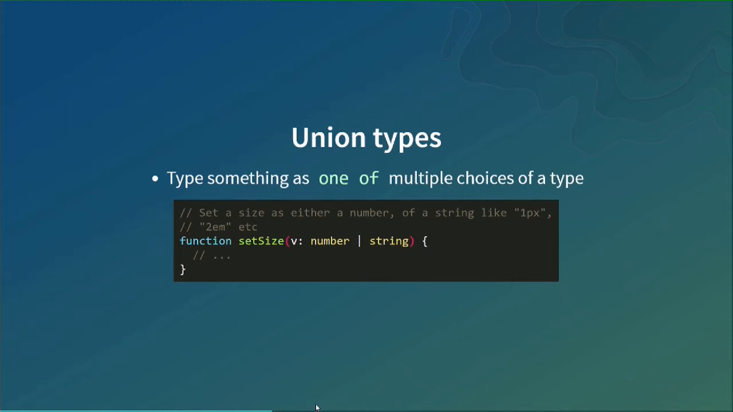So the idea behind union types is that it's not a single type, but it can be either one of a number of types. So here in this function, this is something that we have in the API as well, where you can set a size. You can either set a size as a number, which is interpreted as points, or you can specify a string, which is more like a CSS string, like 1 pixel. So this union type, which you indicate by a vertical bar, indicates that this value, in this case variable v, can be either this or that. And it can be more than 2 values as well.